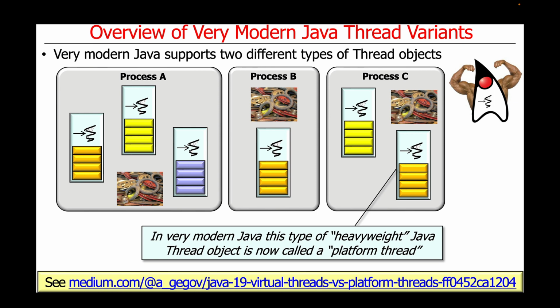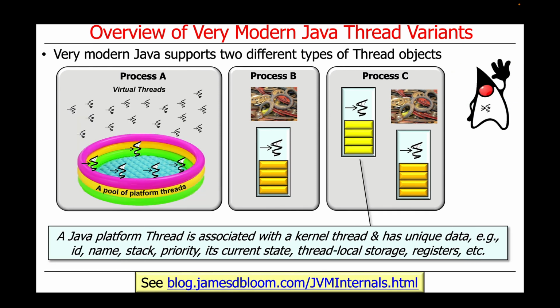In very modern Java, this type of heavyweight Java thread object is now called a platform thread. A Java platform thread is associated with a kernel thread and has various unique data items, such as an ID, which is a number, a name, which is a string, its runtime stack, its priority, the current state of the thread, is it running, is it blocked, is it in some timed wait state, and so on. Thread local storage, instruction pointer, stack frame registers, etc., etc.